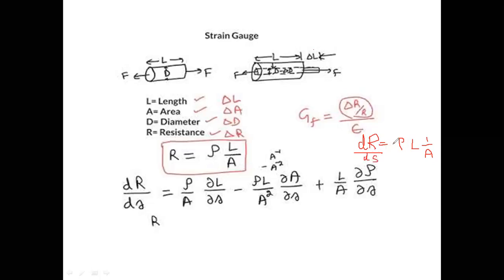I'm taking partial differentiation here. Why? Because there are individual changes here. So dou of rho L by A by dou S.